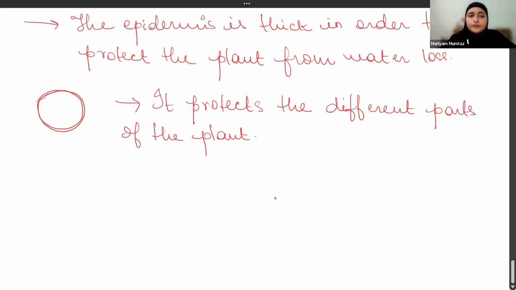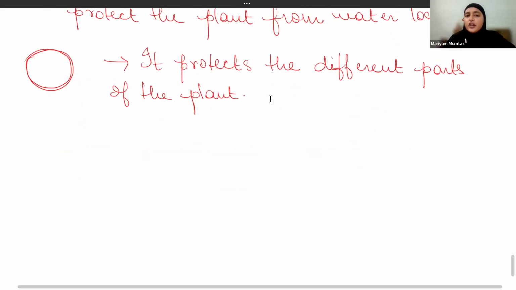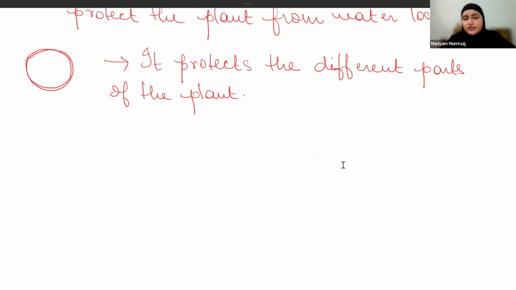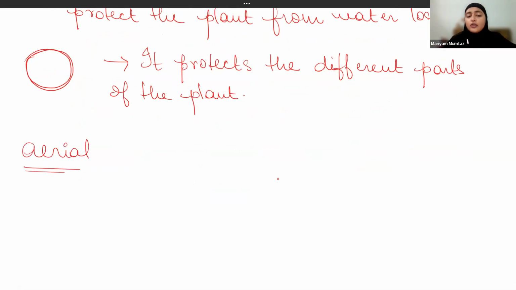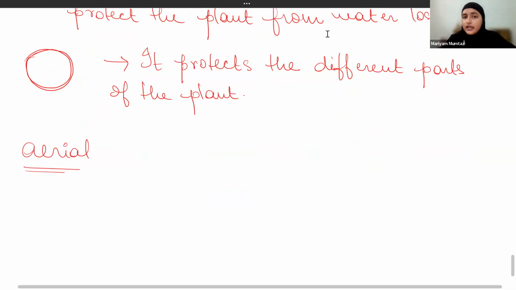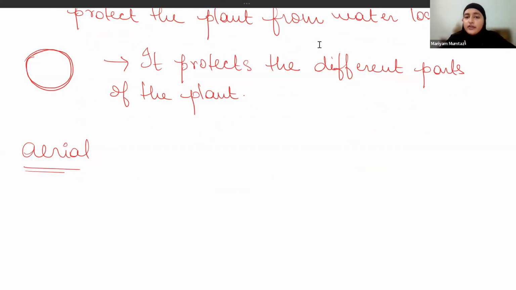Now see, do you understand what is the meaning of aerial? No, ma'am. See, the meaning of aerial: the aerial parts are all the parts of the plant that are exposed to the environment. So that is the meaning of aerial.